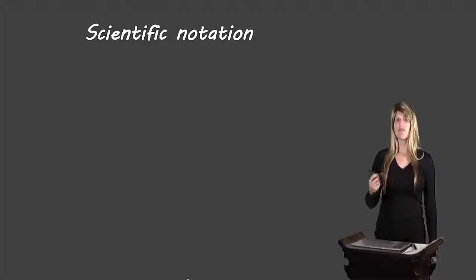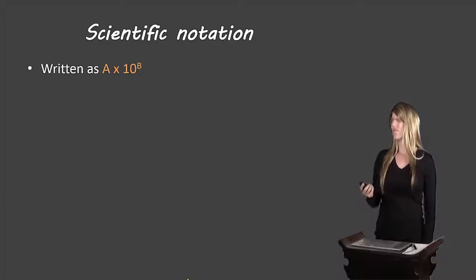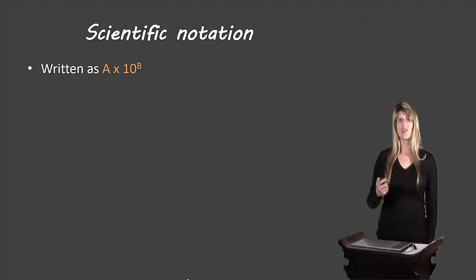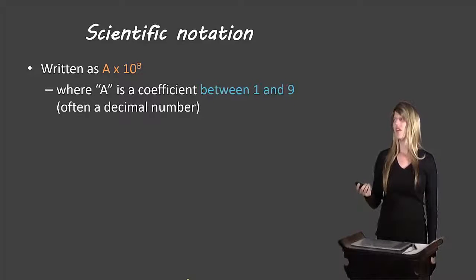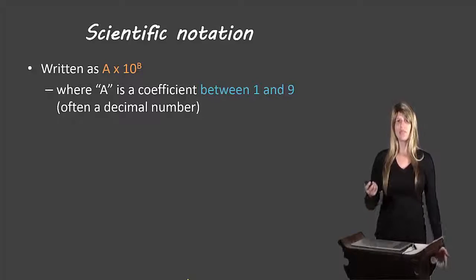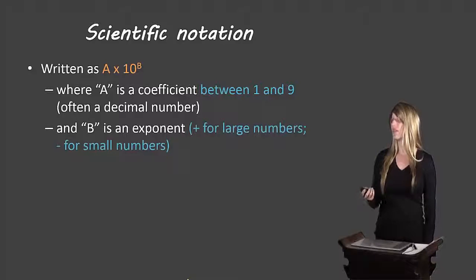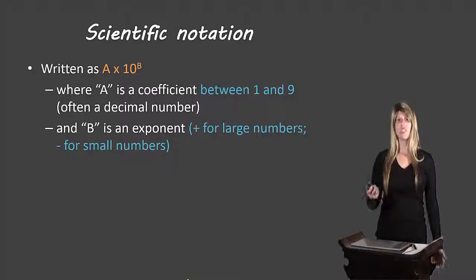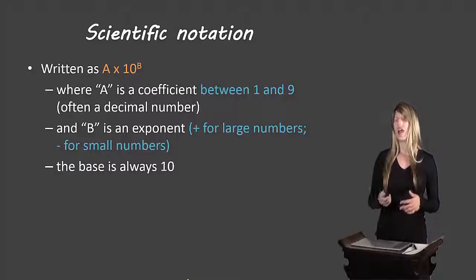Just a review on scientific notation, it takes the form a times 10 to the power of b, where a is a coefficient anywhere between 1 and 9, and often it's a decimal number. b is an exponent, which is positive for large numbers and negative for small numbers. And the base is always 10. So it's always a times 10 to the power of b.